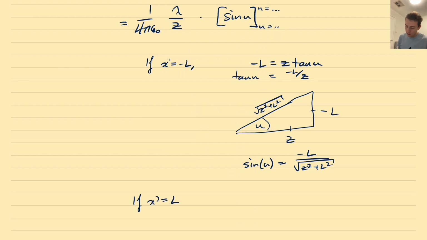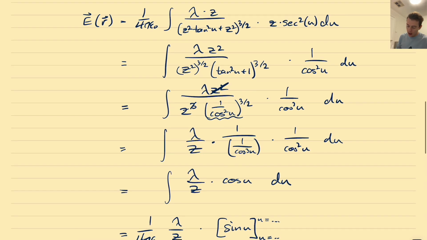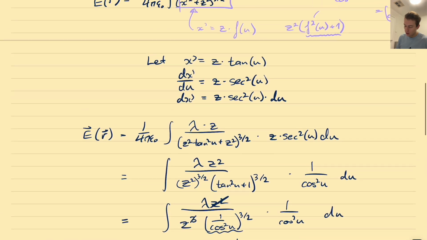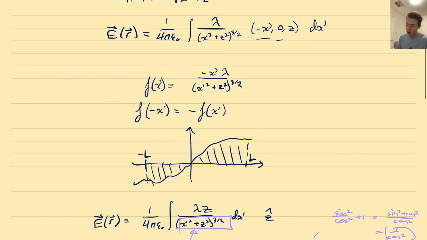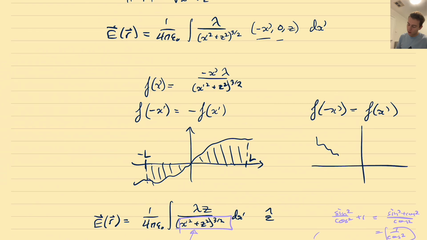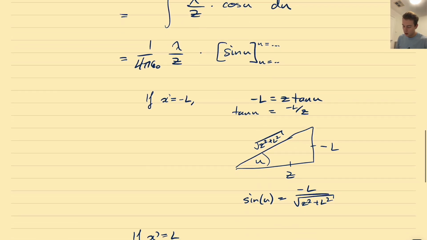And if x prime equals L, then it's the same thing, except instead of being a minus L, it is a plus L. And we could have known that this would double up because, unlike the x component, the z component is an even function. It has the property that f of minus x prime equals f of x prime, which means whatever it does on the left hand side it does the same on the right. So if I integrate from minus L to L, it'll just be double the integral from 0 to L. That's one thing we could have seen earlier on.